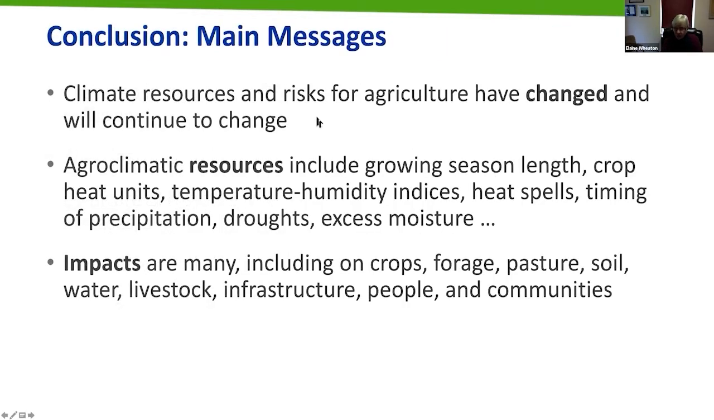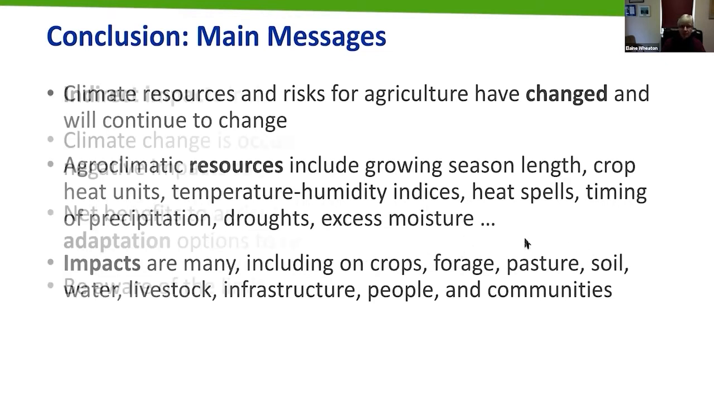So in conclusion, I'm just wrapping up now. And again, here are these main messages that I want to just reinforce for you. Those risks for agriculture and possible benefits, if you adapt properly, have changed and will accelerate. Here are some of the many agroclimatic resources, both positive and negative, depending on how well adaptation works. So the impacts are not only on crops, forage, but also people and communities, infrastructure. But we're looking especially at these main ones, the soil and so on.